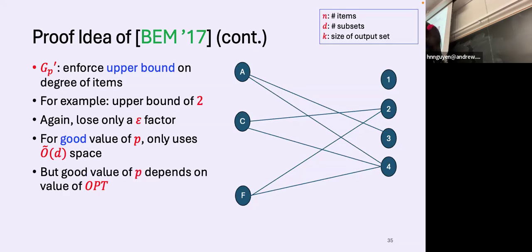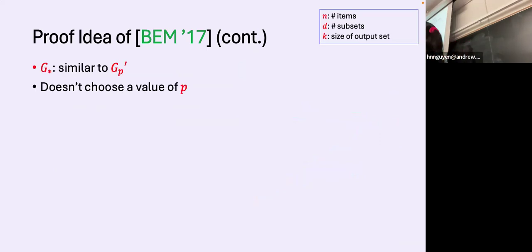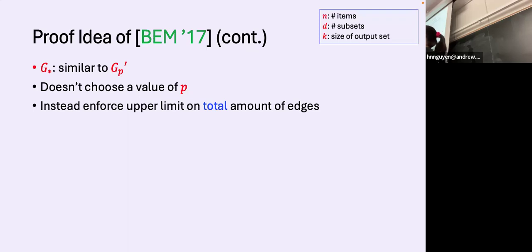What's the problem? Well, this value of P actually depends on the value of opt. And we don't know opt in the beginning, right? We don't actually know anything. And so then, again, they transition from GP prime to what we call G star. And all this does is, you don't choose a value of P, you just enforce the limit on the total number of edges. And that's how we got to G star. Does anyone have any questions about that?